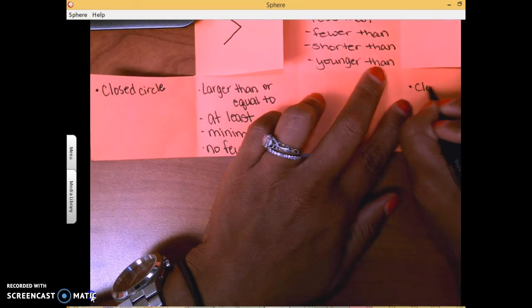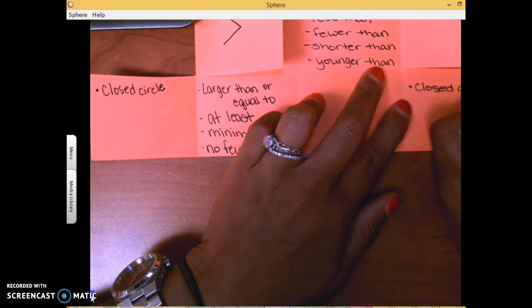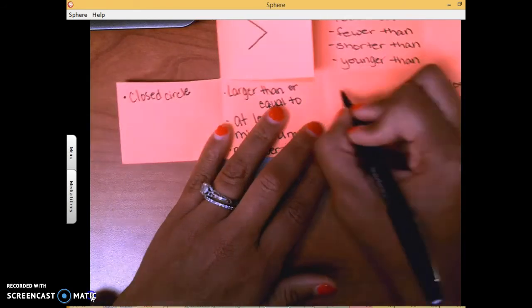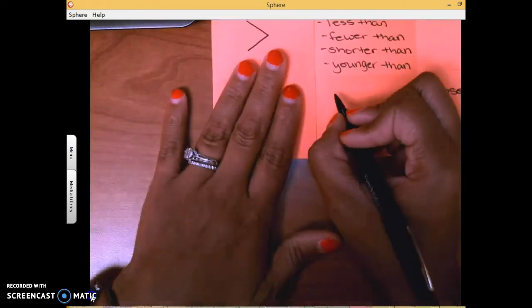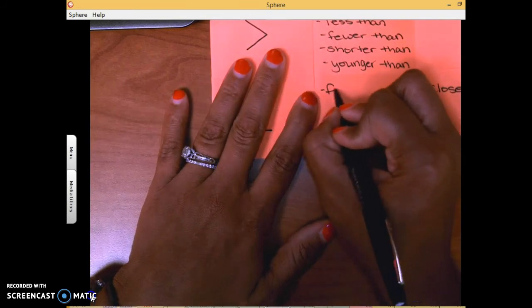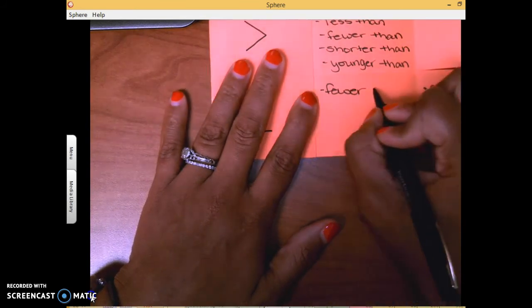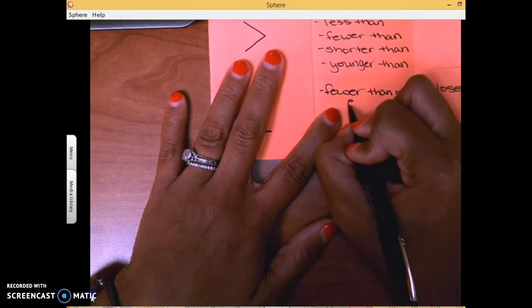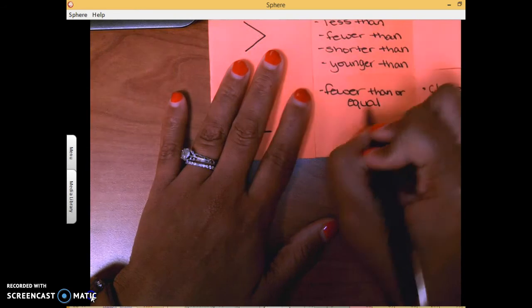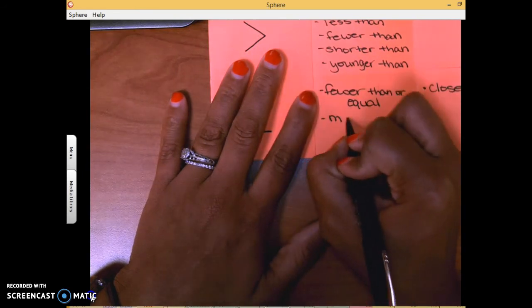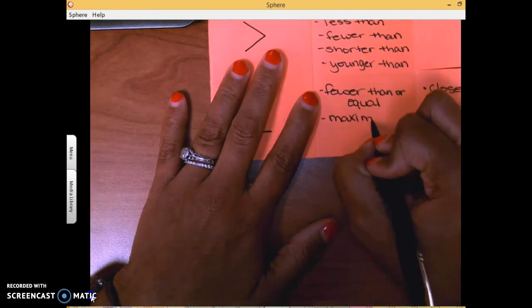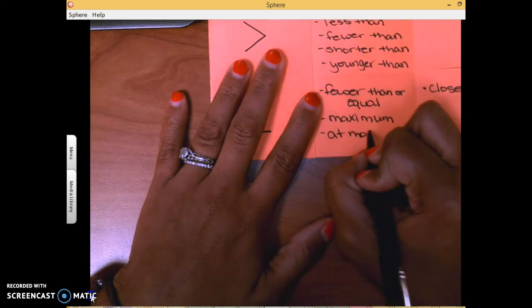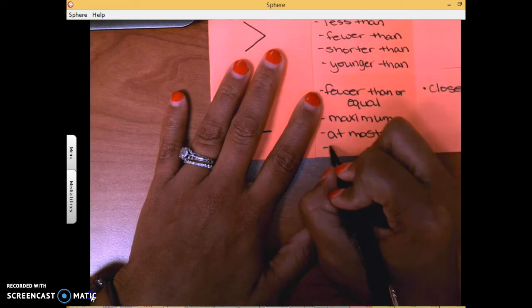This again is a closed circle. So under our less than or equal to, we have fewer than or equal. Maximum. At most. But no less than.